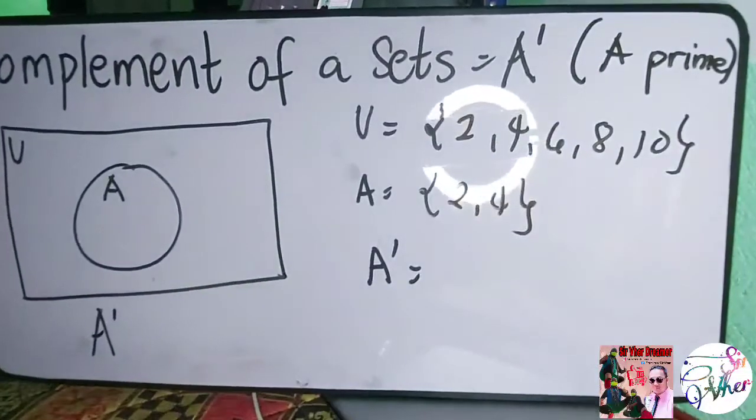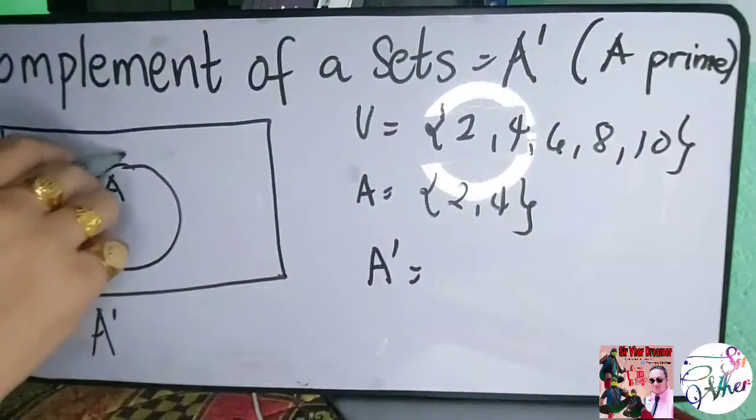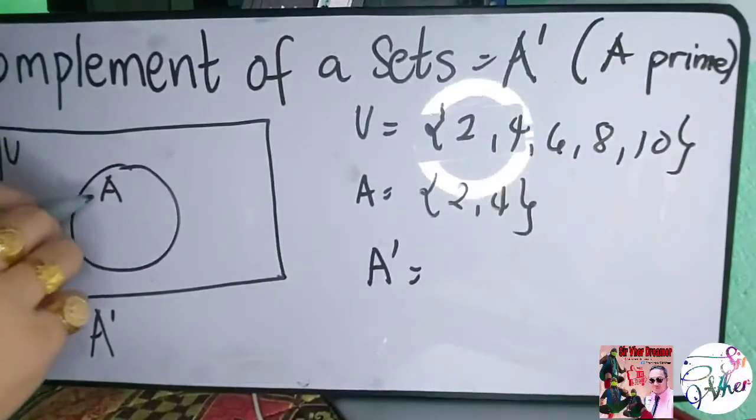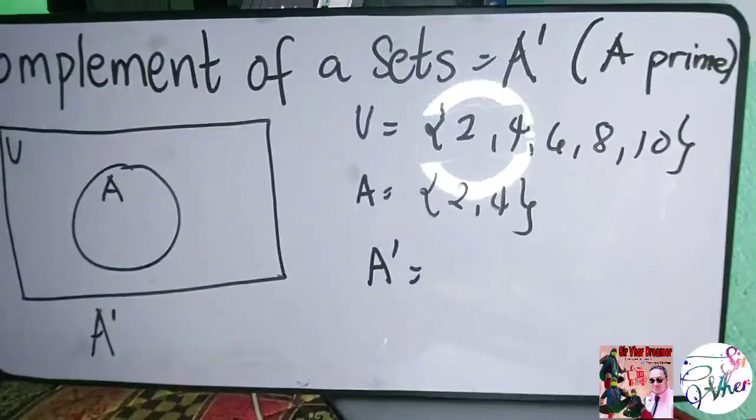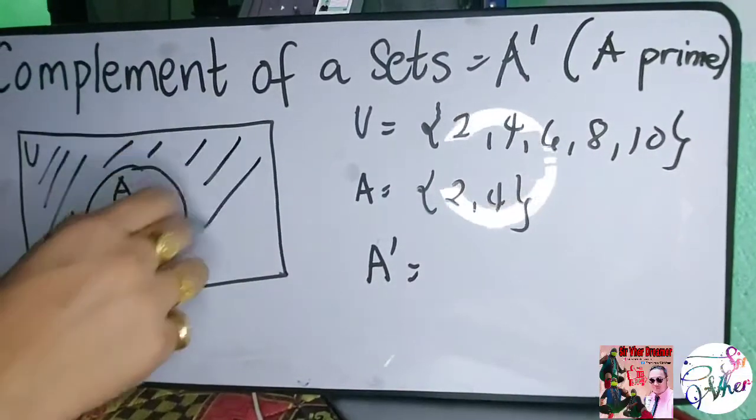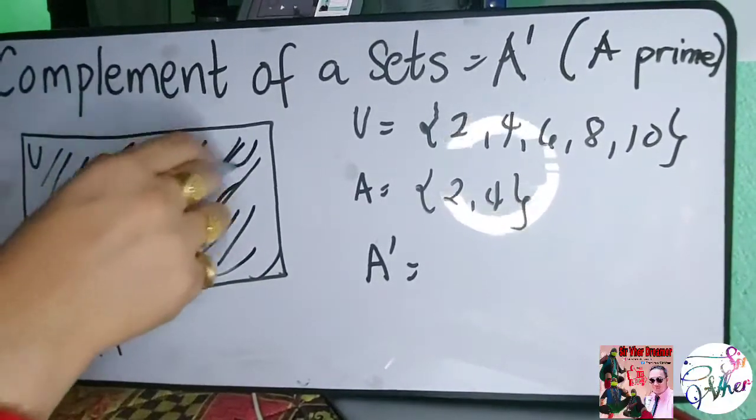So what are the elements? These are the elements that are not contained in set A. All the elements that cannot be seen in set A but can be seen in the universal set. So these are the complement of A. Those outside the set A, outside the circle.